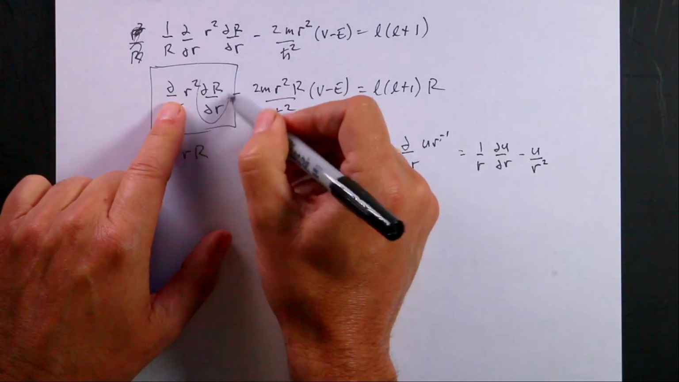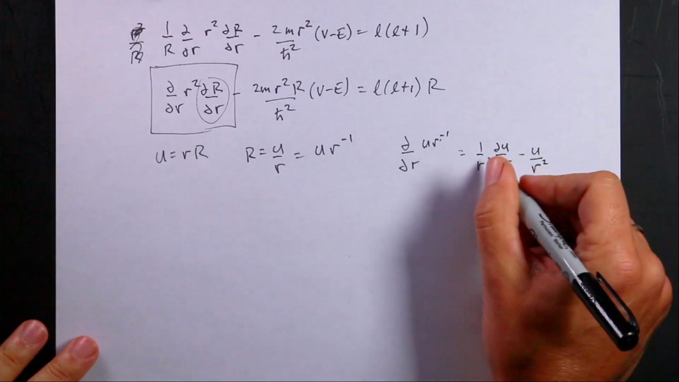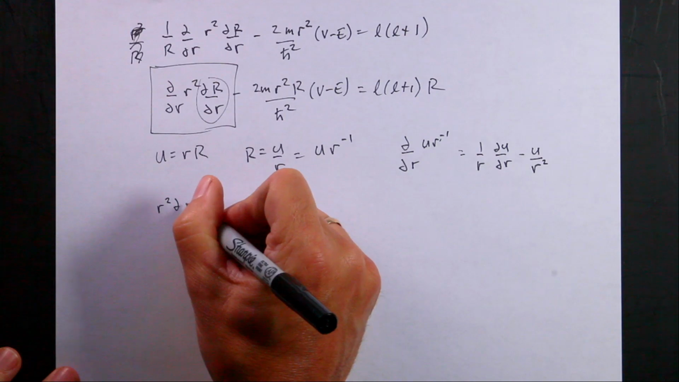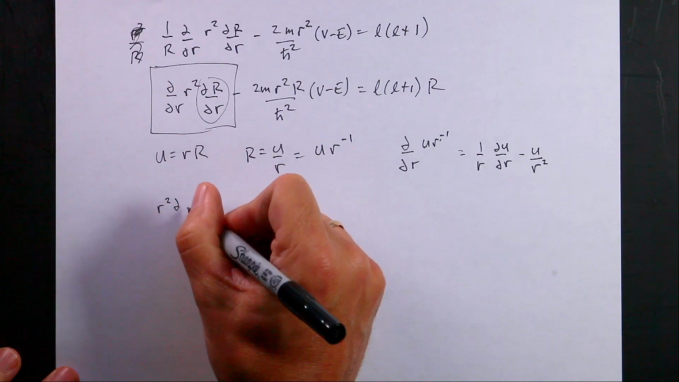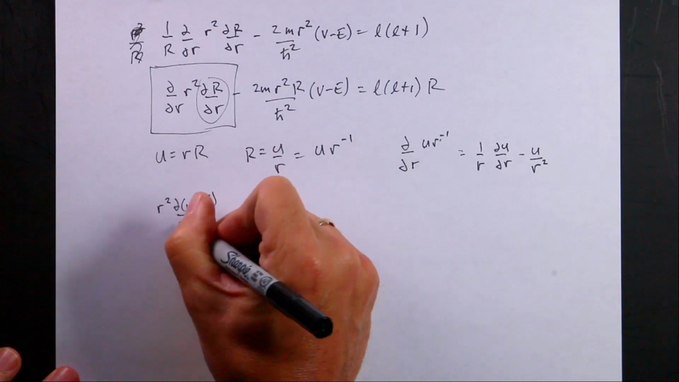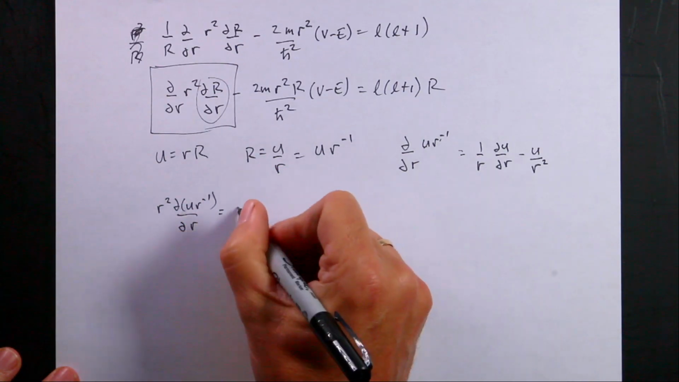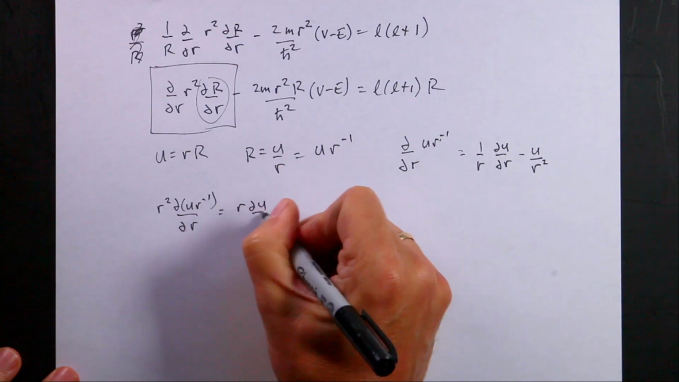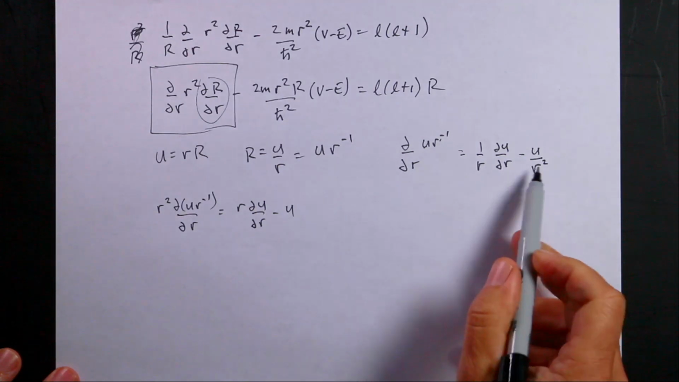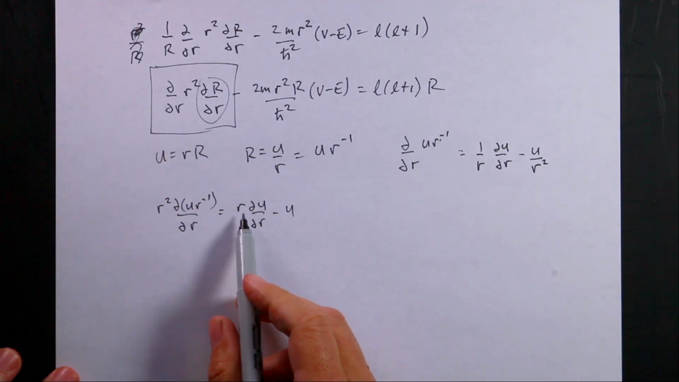So now that's this part. I just did this. Now I need to multiply by r squared and take the partial again. So if I multiply this by r squared, I can write r squared partial of, I'll call it u r to the negative 1 with respect to r. I just did that, but I need to multiply by r squared, so I can get r partial of u with respect to r minus u, because the r squareds cancel. Now I need to take the partial of this with respect to r again.